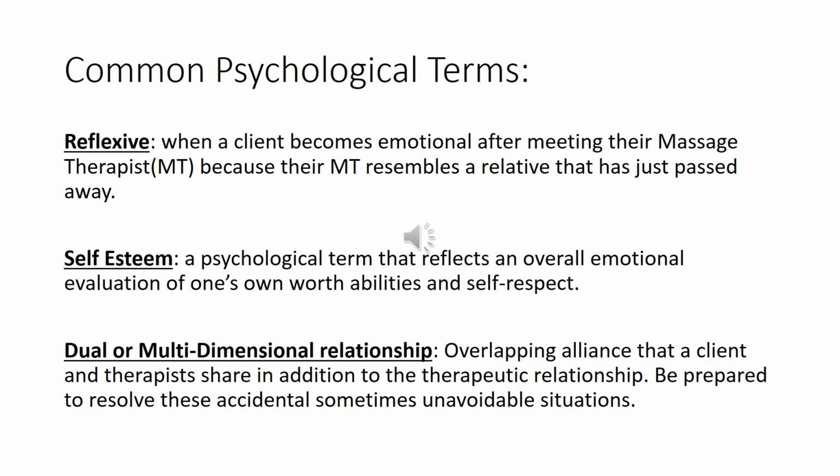dual or multi-dimensional relationships. We spent quite a bit of time on this in the last guidelines to professional practice, so I'm not going to dig into it. I'm just going to remind you that a dual relationship is an overlapping relationship with a client that the client and therapist share in addition to the therapeutic relationship. So maybe the client is a relative of a boyfriend, or the client is a personal relative, or going into the grocery store, we see a client.